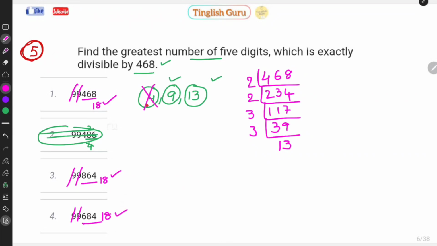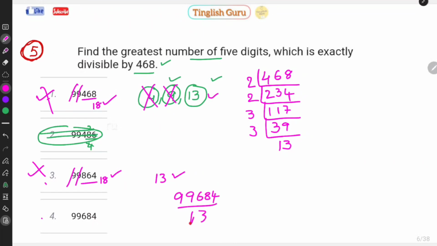So we completed dividing by 4 and dividing by 9. So only 13 is left. So whichever number among option 1, option 3 and option 4 is divisible by 13, that will be our answer. Here both option 1 and option 3 are not divisible by 13. Only option 4 will be divisible by 13. So our answer will be option 4. In order to save time, I am not calculating the division here. So let's move to the next bit.